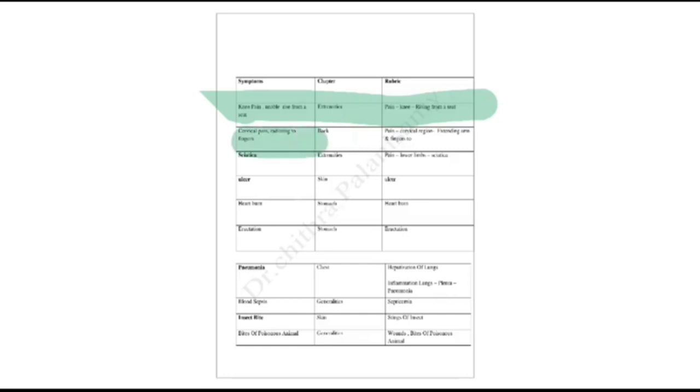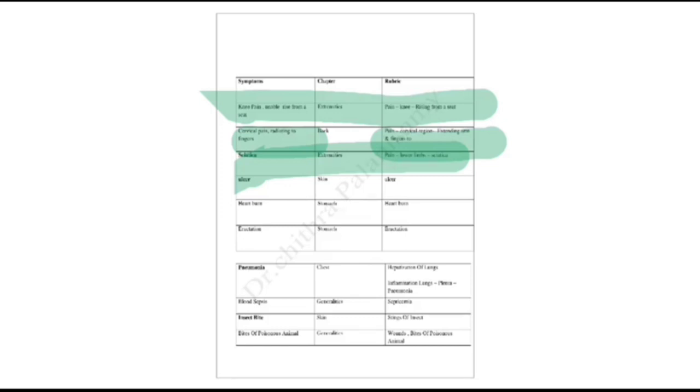Then cervical pain, cervical spondylosis, main symptom is cervical pain. So how can we see it? In the back chapter, pain, cervical region, radiating pain, extending to arm and fingers too. For radiating pain, we can see a rubric like this. Then very important, sciatica: in the extremities chapter, pain, lower limbs, then sciatica. This arrangement is very important.